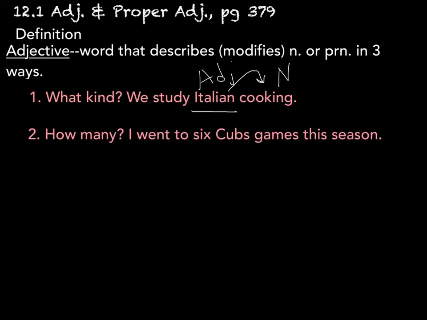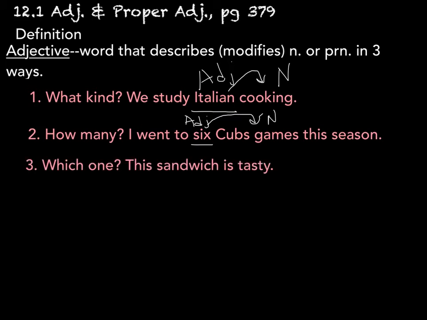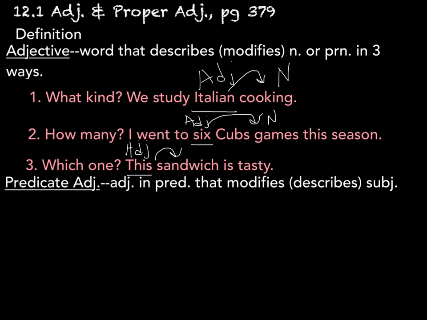2. How many? I went to 6 Cubs games this season. How many Cubs games? 6. And number 3, which one? This sandwich is tasty. Which sandwich? This sandwich. Next definition, predicate adjective.